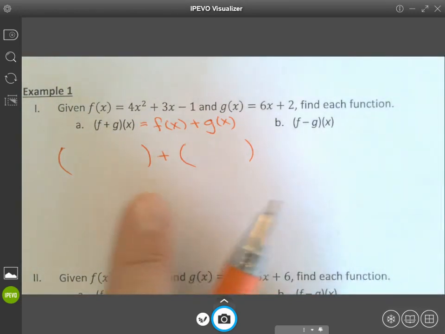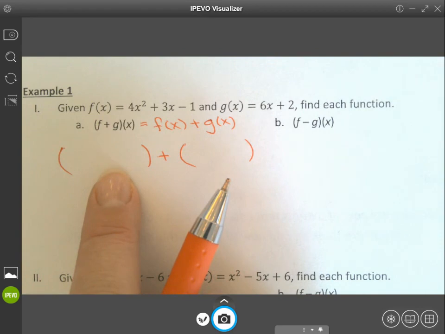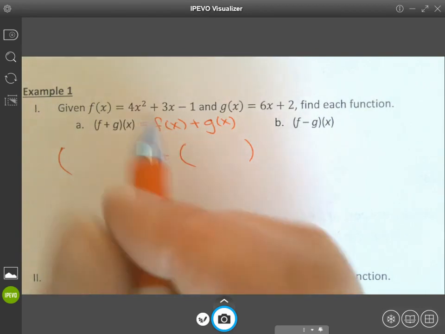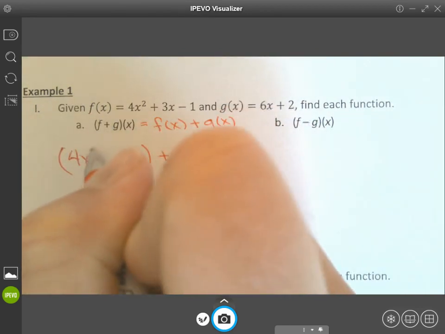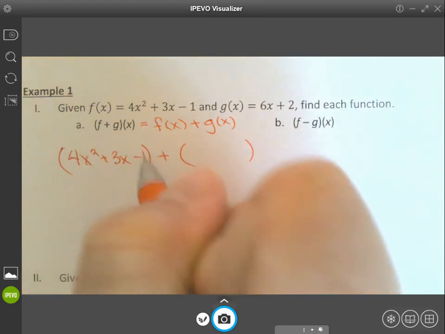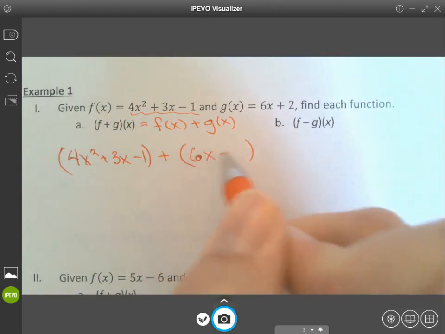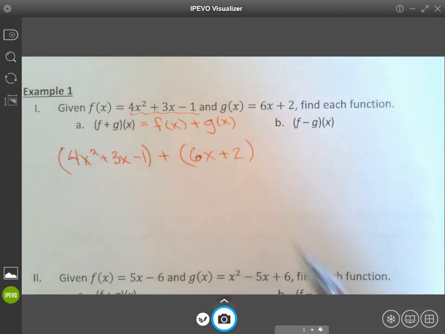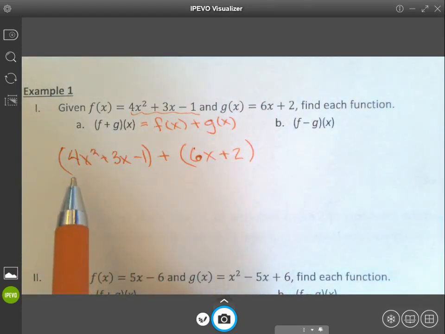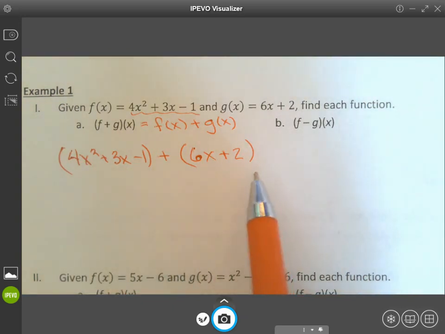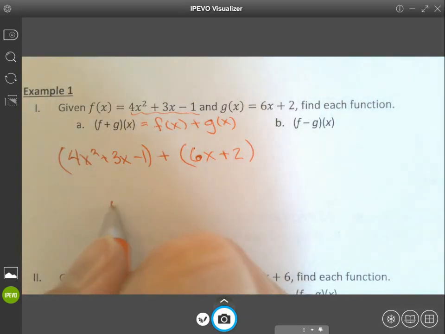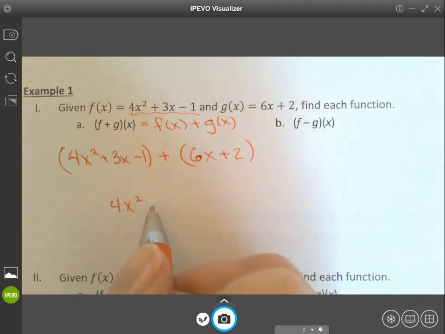Okay, so what is the function f of x? 4x squared plus 3x minus 1. So that is f of x. I just drop it in. What is the function g of x? 6x plus 2. And then I'm just going to add like terms. Some of you are going to say, well, I didn't need parentheses. Yep, there's nothing to distribute. We're just going to go through and add like terms. So we would have 4x squared, then what? Plus 9x, then what?